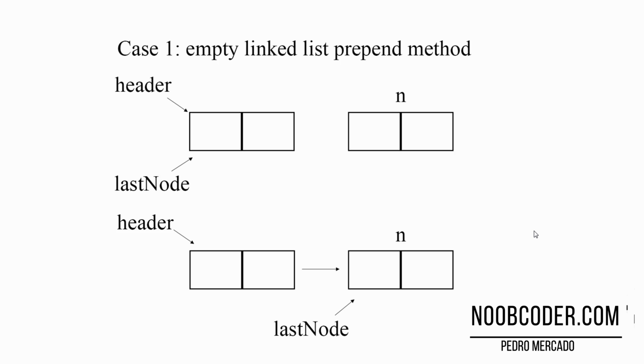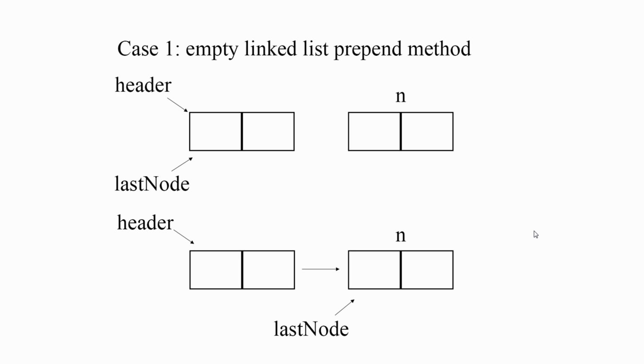Hello, and in this tutorial, we're going to implement the prepend method for our linked list. Now, in the case of prepend, we have two cases: when our linked list is empty and when it's not empty. So case 1 is the empty list, and right here is what we have when we initialize our object. This is essentially our constructor.